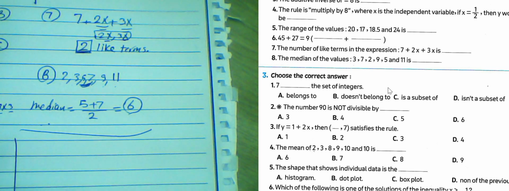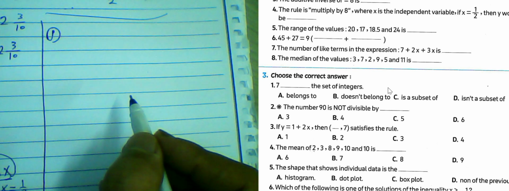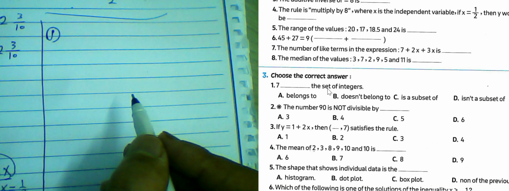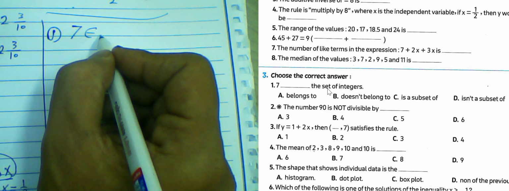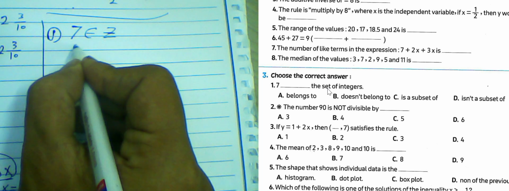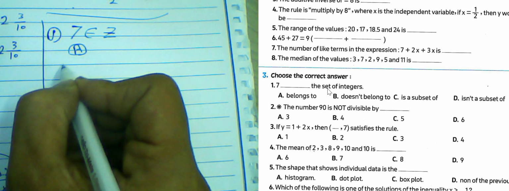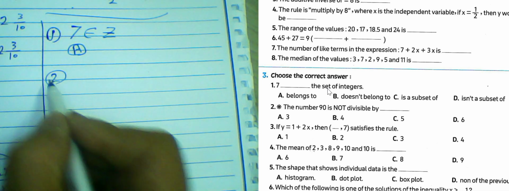Question number 3, choose the correct answer. Number 1. 7 is the set of integers, 7 equaling 2. Choose letter A. 7 equaling 2 is the set of integer numbers. Choose letter A for question number 1. Question number 2.